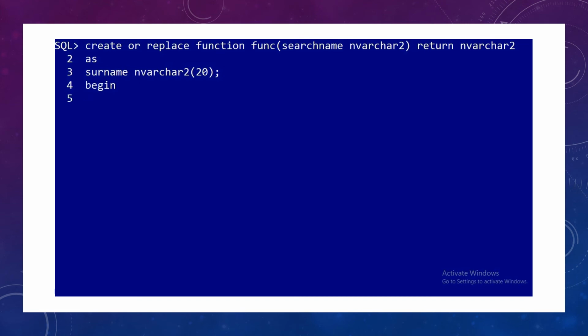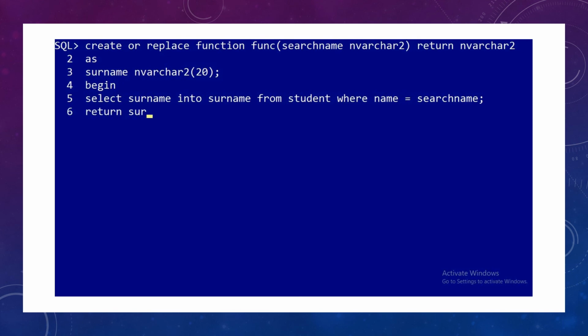So I'm trying to fetch some records from database. So select surname into the surname variable that you have created from student, the table that we have already created, where name equal to search name, the parameter that will be passed, return surname. So let's end this. So now the function is created.